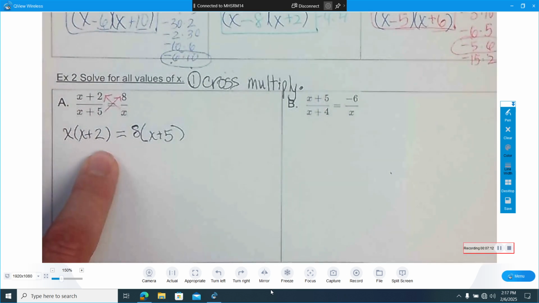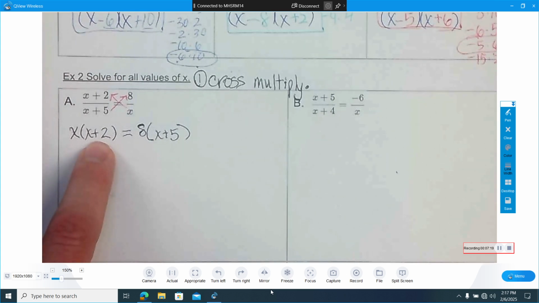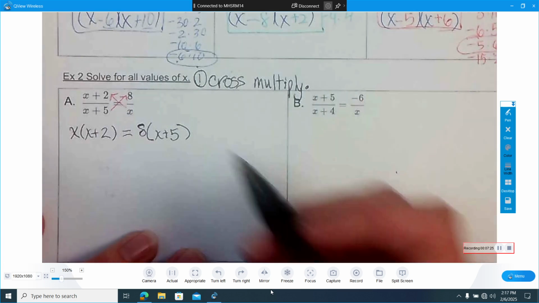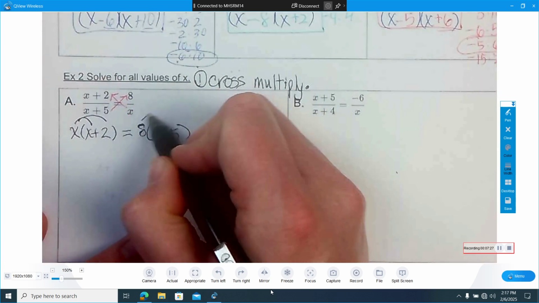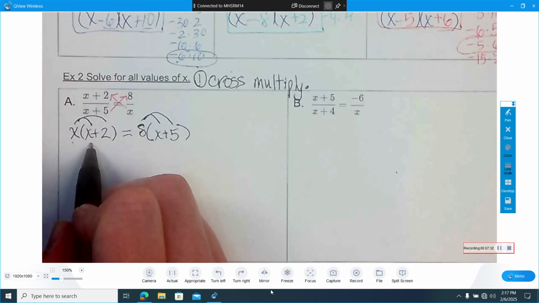Make sure you're using parentheses very carefully. Make sure you're using them properly. When you see all those parentheses, what do you know to do? Starts with a D. Distribute. All right. X times x is?